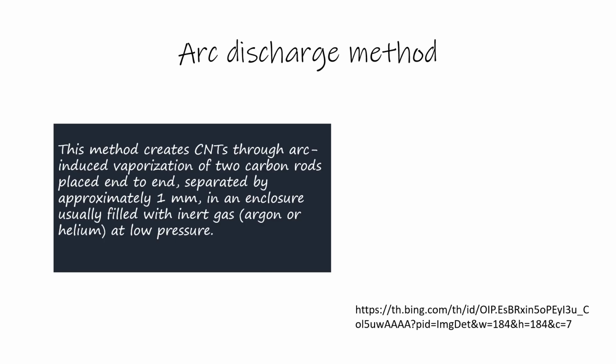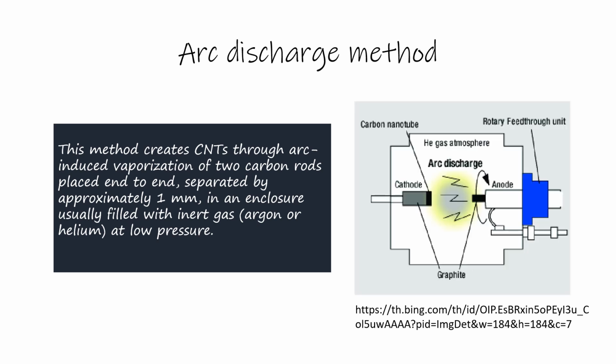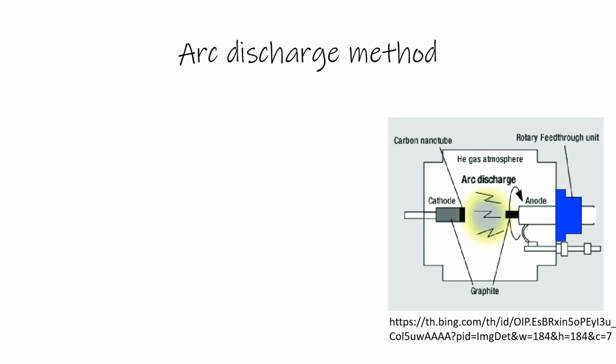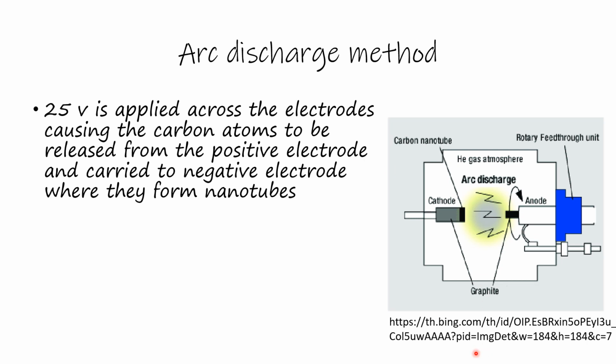This method creates CNT through arc-induced vaporization of two carbon rods. If you see the apparatus, there are two carbon rods, the cathode and anode, and the distance between these two is approximately 1 millimeter. This is enclosed and filled with inert gases, usually argon or helium at low pressure. Here we supply around 25 volts across the electrodes.